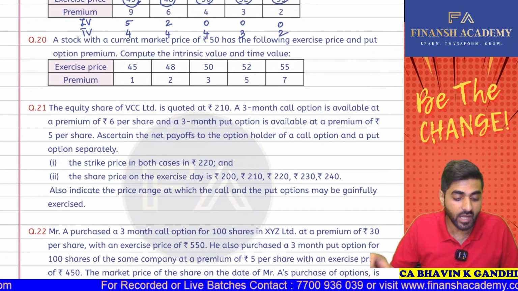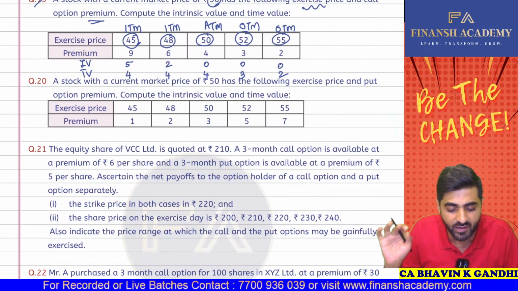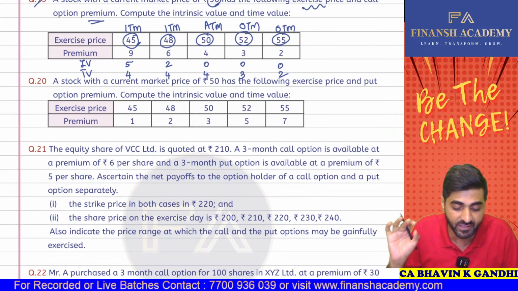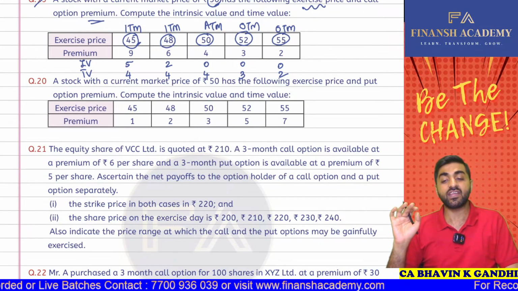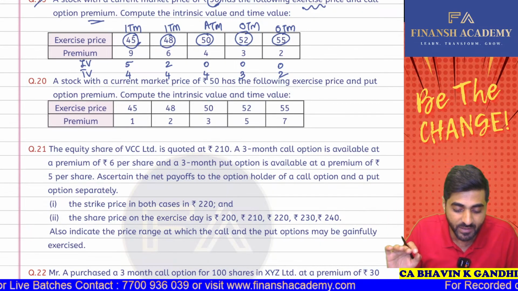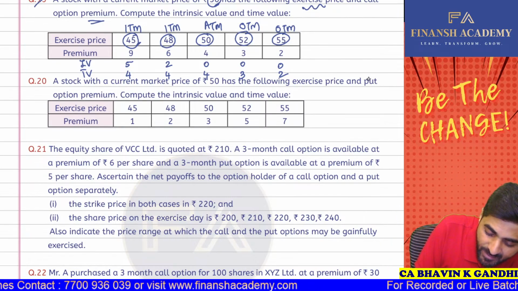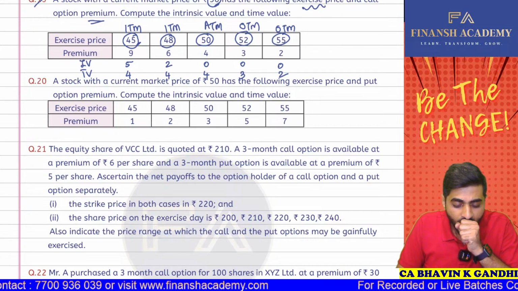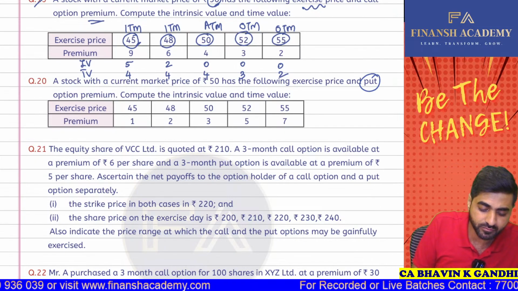Okay. Now, what is given to you in the question number 20? A stock with a current market price of rupees 50 has the following exercise price and the put option premium. We are required to calculate what should be the intrinsic value and the time value. Okay. So now, my dear students, the same thing we are going to deal with your put option.